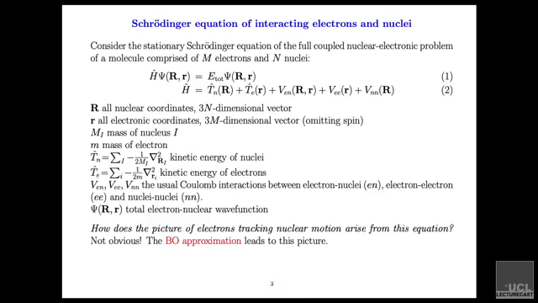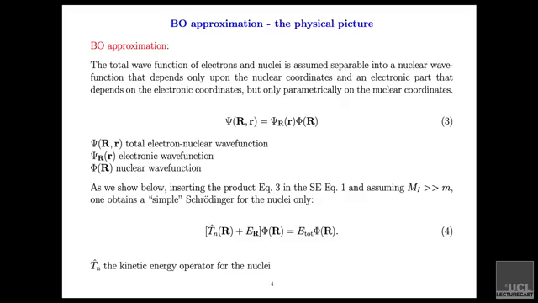Now, how does this picture of electrons tracking nuclear motion arise from this equation? This is not obvious. If you look at this equation, it doesn't just follow from that, right? So this is the Oppenheimer approximation. This approximation applied to that fully coupled equation gives us the picture of electrons zipping around the nuclei. Right. So what is it? I first would like to present the physical picture.